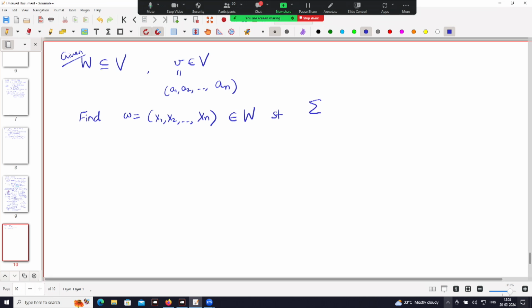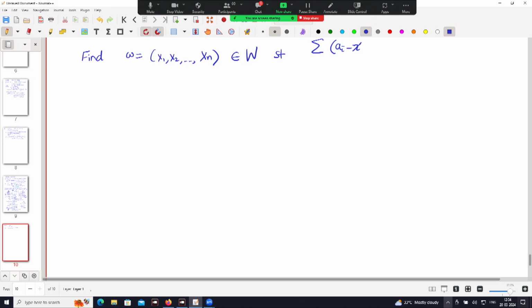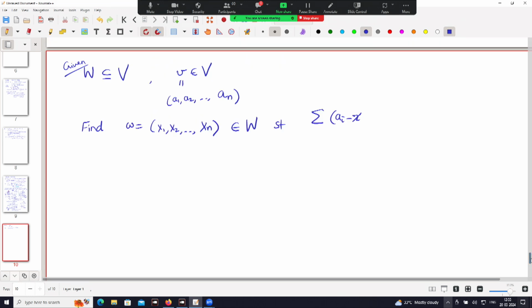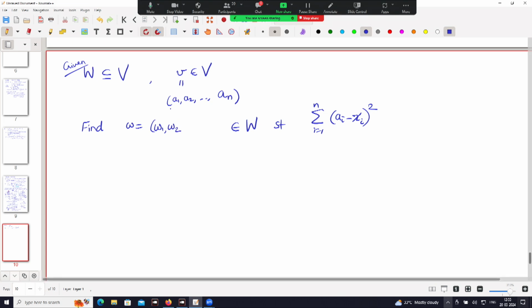such that the sum of the squares... maybe I should call it w's, sorry, just a second. So let us call the coordinates of w as w. So I want to find n numbers, so I am given n numbers a1, a2, an, and I want to find n numbers w1, w2, wn such that that vector will lie in the given subspace W. So there is a certain constraint that this tuple w1, w2, wn must come from W.